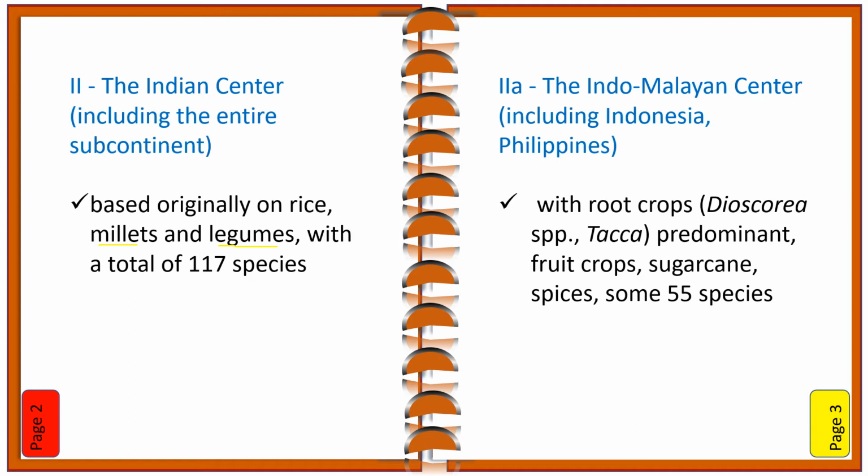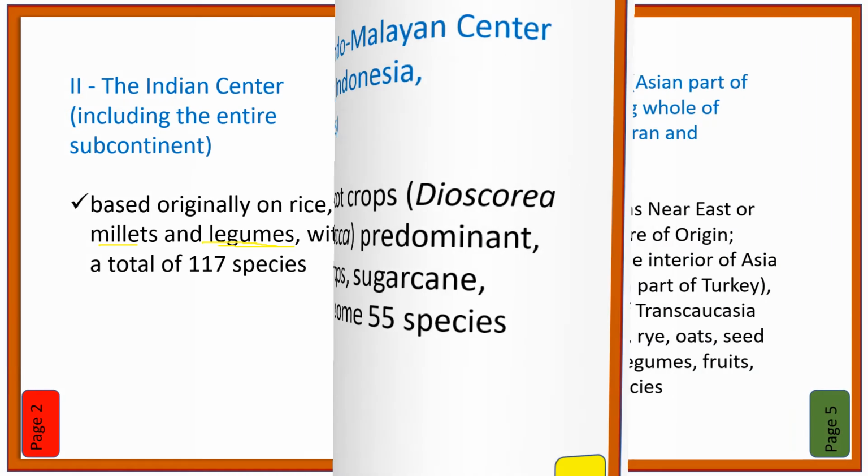So, kaya doon sa India, doon natin matatagpuan yung isang crop center which is called Crescent, which houses all yung mga diversity ng legume crops, especially the tropical legume crops like chickpea, cowpeas, like those. Then we have the Indo-Malayan Center, which includes our country. So maraming root crops na natagpuan, nag-originate dito sa atin. Even fruit crops, sugarcane, spices, and some 55.